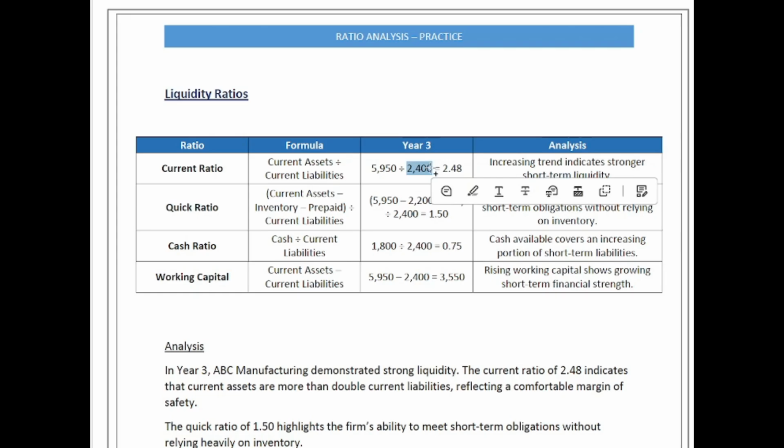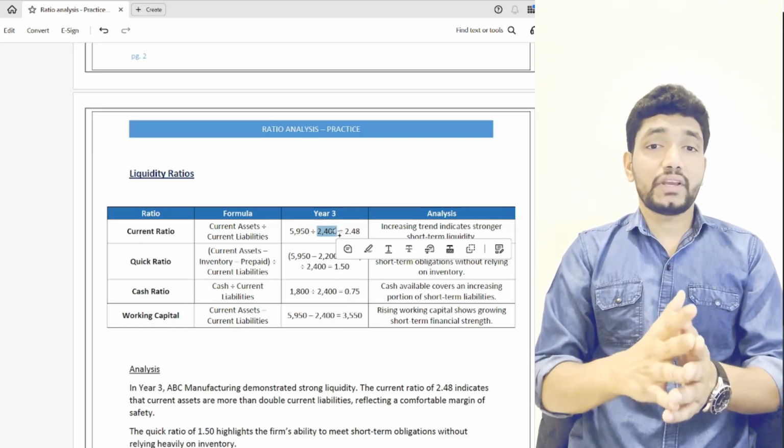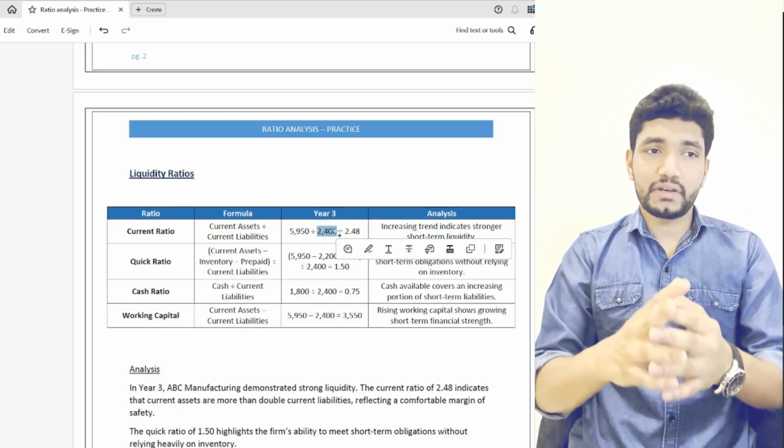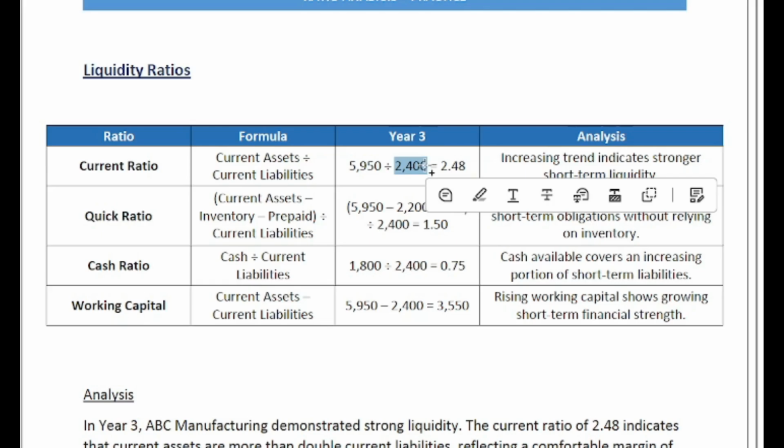So we already calculated the important ratios here. Again, I'm giving this PDF as an attachment with this video. You can download it and practice it yourself to become an expert and more familiar with the liquidity ratios.